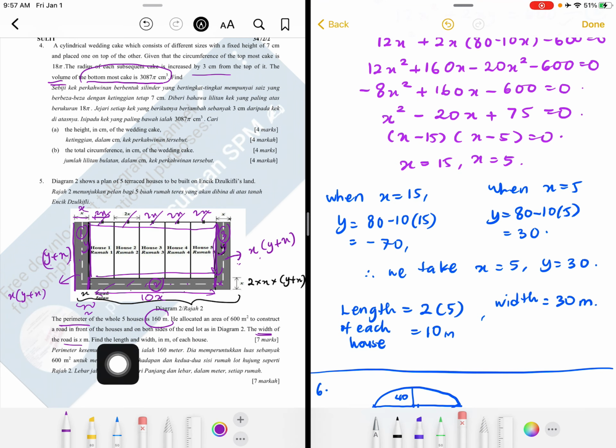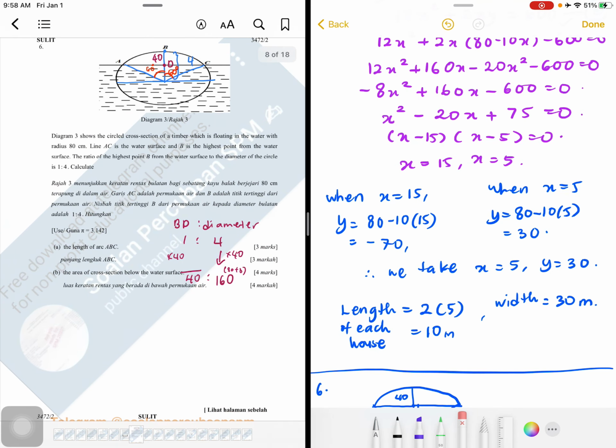Soalan dia minta cari find the length and width in meter of each house. So dia kata width tadi adalah X. So width tadi adalah X. So the width of the road is X. Okay, tak apa. The length and width. So panjang dia, length dia tadi adalah 10. Width dia adalah 30. Okay, itu sahaja for question number 5. Okay.